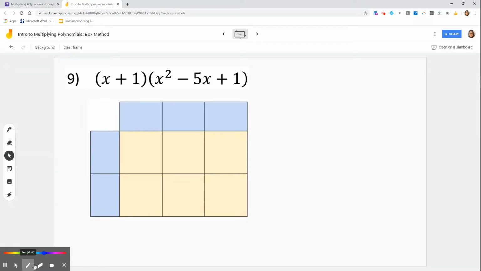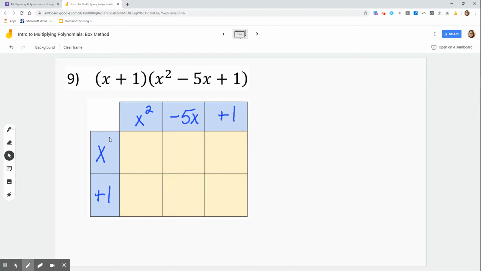We are leveling up. The next problem is a binomial times a trinomial, meaning trinomial means 3 terms. So copy the box out. So I'm going to put the 2 terms on the side. This is just like the last problem we did. However, we now have 3 columns going across.